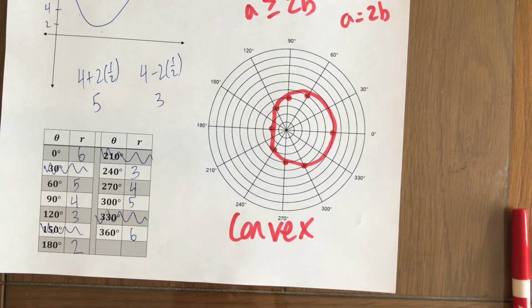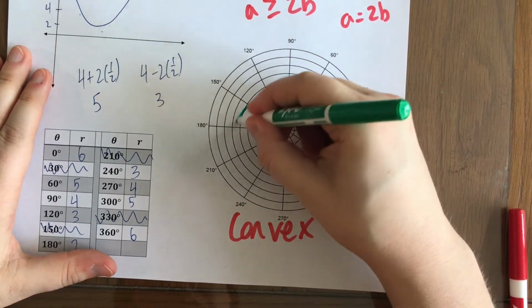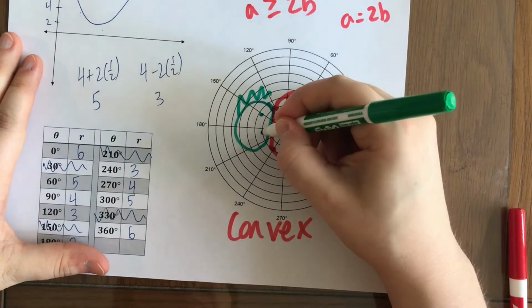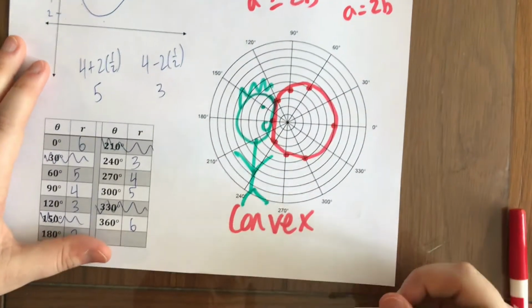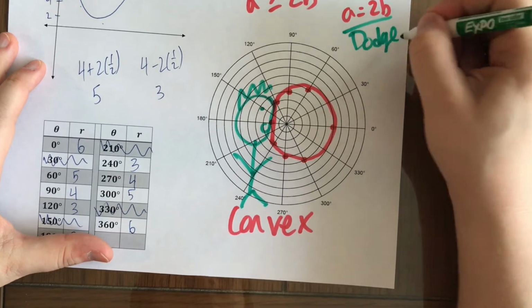I personally like to think of this one as the dodgeball, because I view this as a dodgeball that is hitting someone's face, so the dodgeball is compressing and flattening, and this person is just not having a good time here. So that's how I think of this one. Whenever A equals 2B, it's the dodgeball.